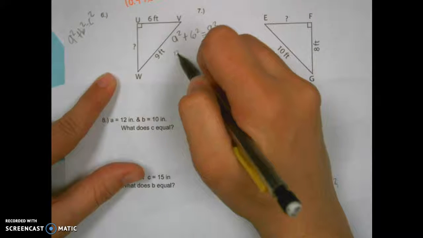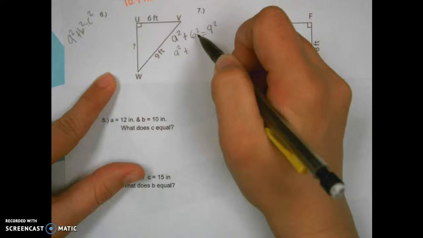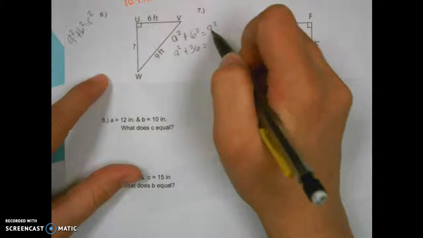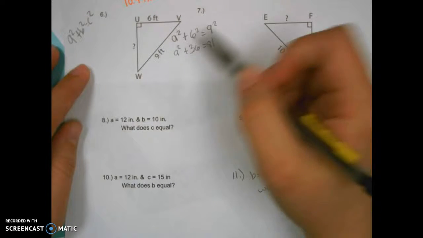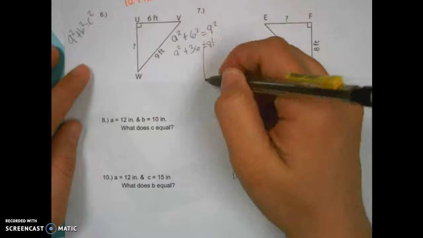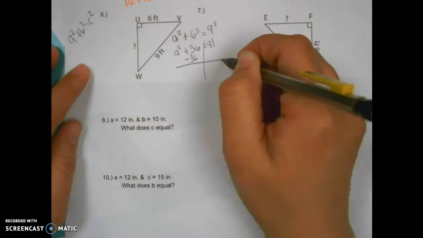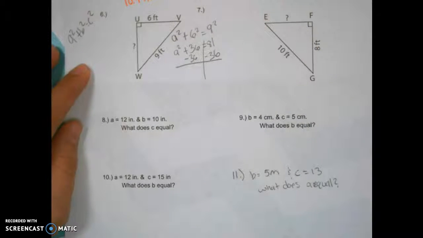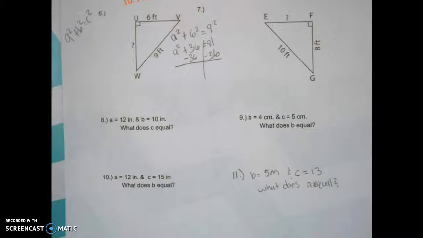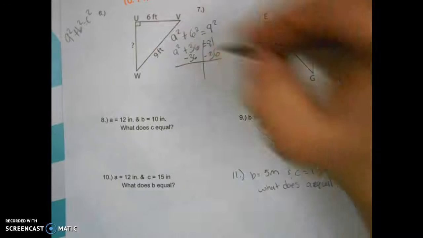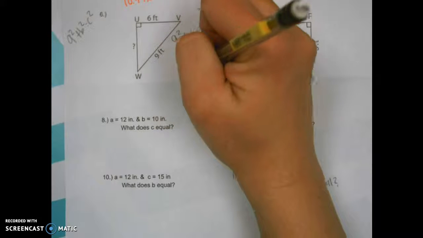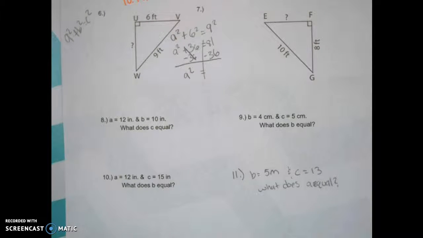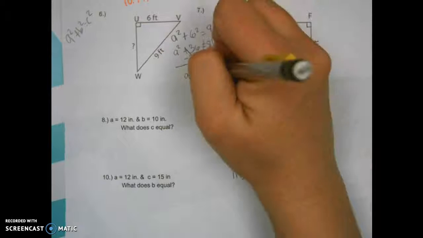The a can't do anything, so I'm going to leave it alone. 6 squared is 36, and 9 squared is 81. Now, I need to get the a squared by itself, so I'm going to subtract 36 from both sides. Once I do that, on the left side of my equation, 36 minus 36 is going to cancel, and all I'm going to be left with is a squared equals, and 81 minus 36 is 45.